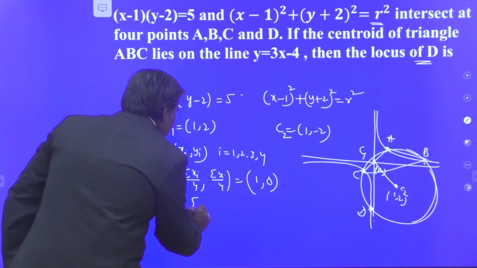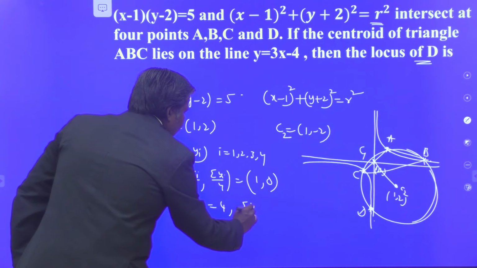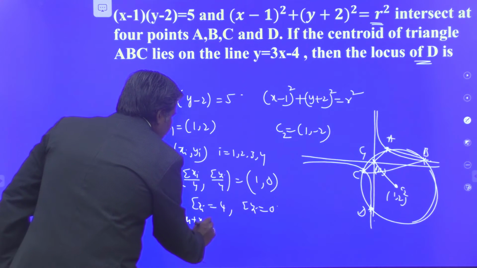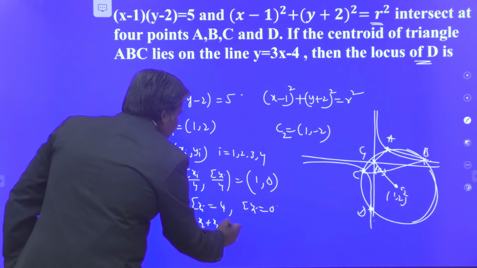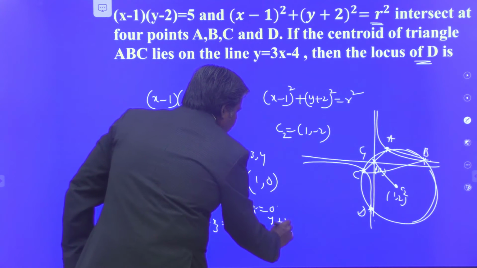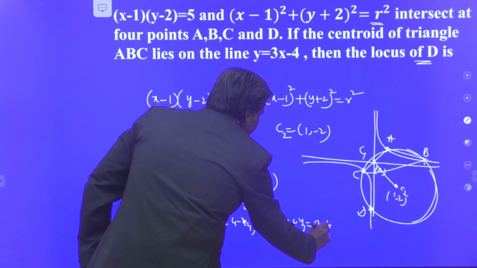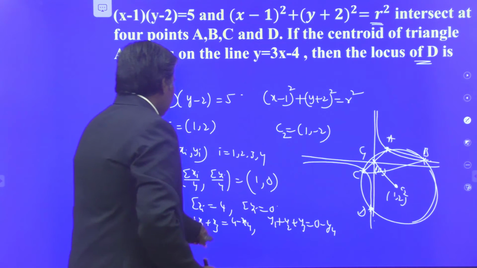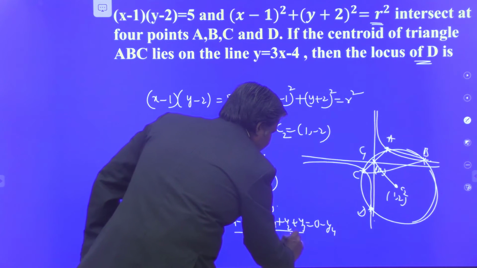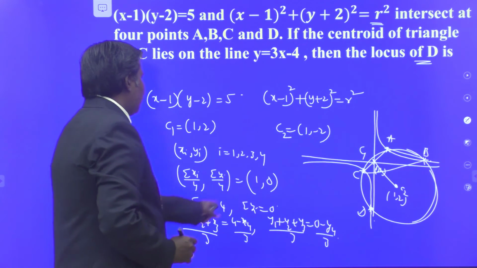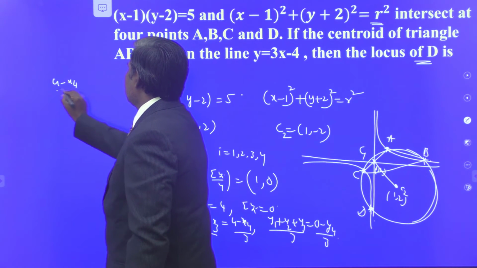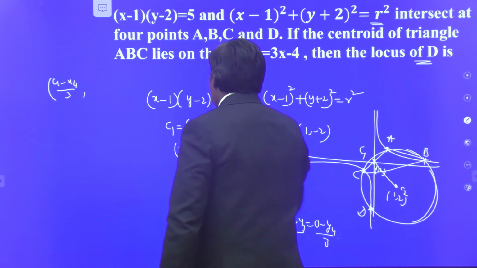Now sigma xi is equal to 4 and sigma yi is equal to 0. Now sigma xi means what? x1 plus x2 plus x3 plus x4. You take that x4 to the right side, you have 4 minus x4. Similarly, y1 plus y2 plus y3 is equal to 0 minus y4. So the centroid of the 3 points ABC is what? Divided by 3, by 3, by 3. Now your centroid is what? 4 minus x4 by 3, comma, minus y4 by 3.